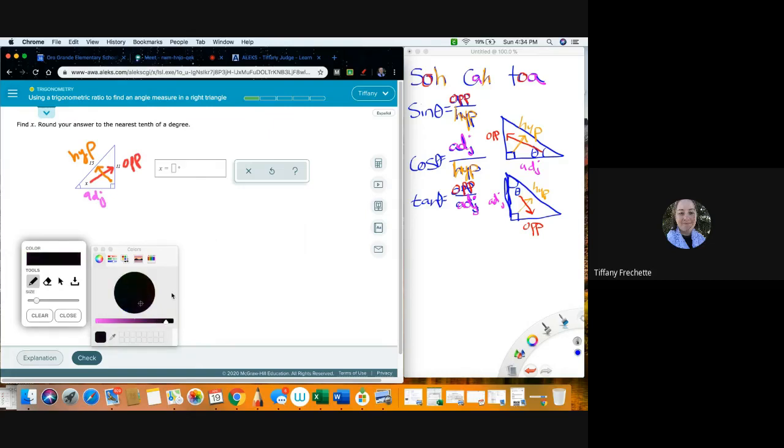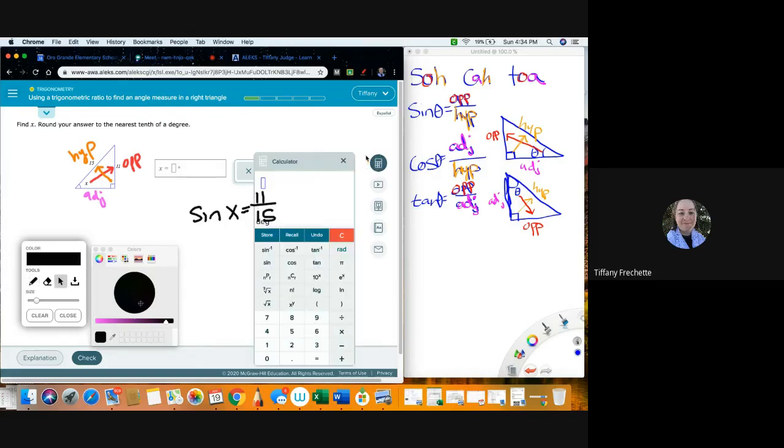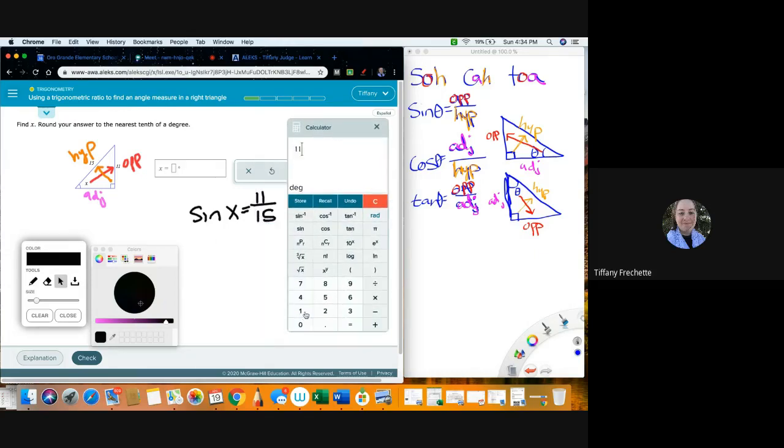The reason I keep labeling these is because I need to know which function I'm using. Well, opposite and hypotenuse tells me I'm using sine. So sine of x equals opposite over hypotenuse. So I have 11 over 15. So now it's time to grab the calculator. So I have 11 divided by 15 equals, so here's my decimal. Now I want to know what is x, so I have to do that arc sine.